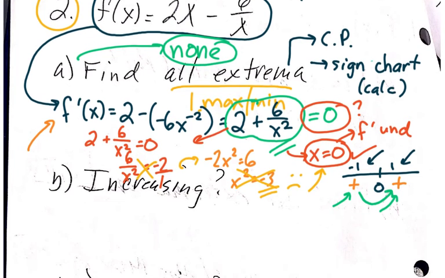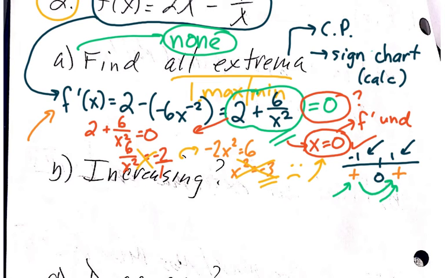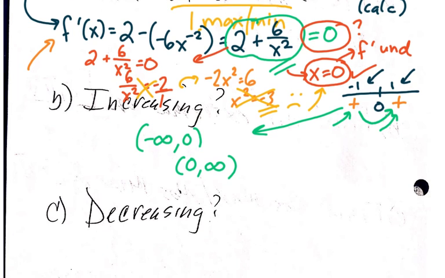But interesting for part B. Do you notice that with our sign chart, if my derivative was positive, that means my original function is increasing. So I could say from negative infinity all the way to positive infinity, but 0 is not a good number because the original does not exist at 0. So I'm going to say from negative infinity to 0 and 0 to infinity. Because the derivative on the sign chart was never negative, it is never decreasing. Watch, I'll show you. If you actually graph the original, it looks a little bit like this.